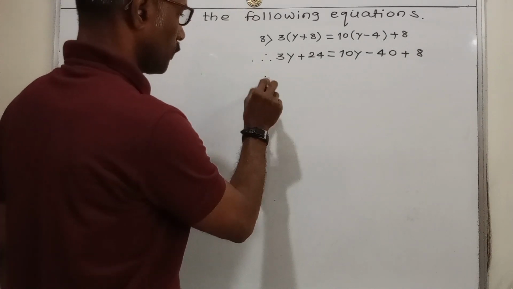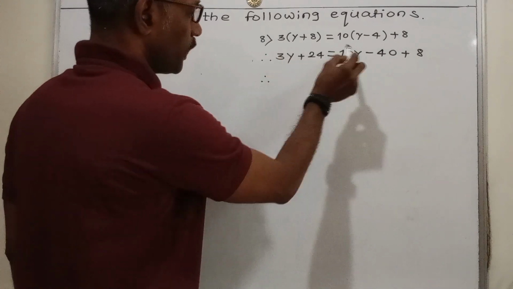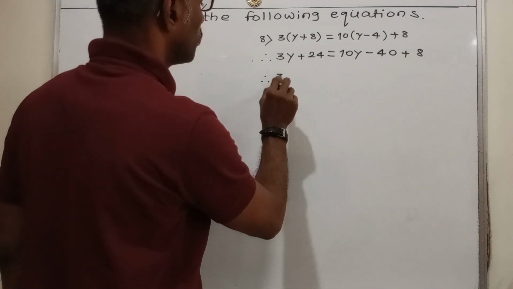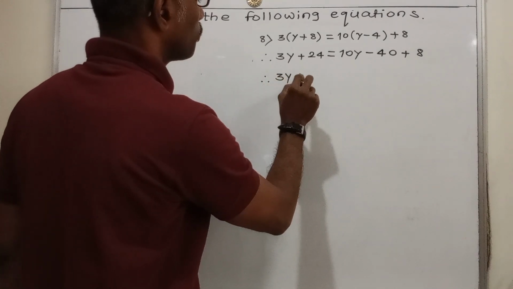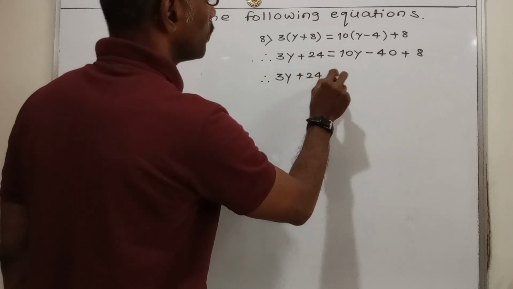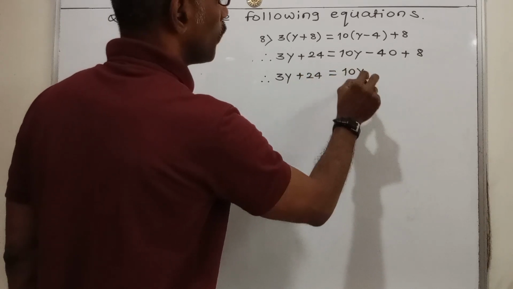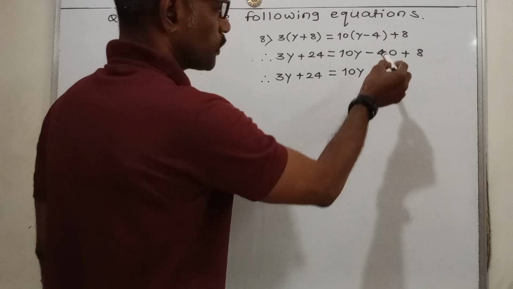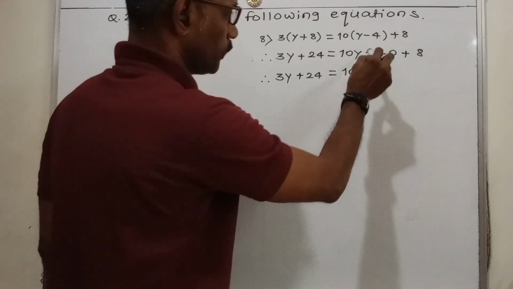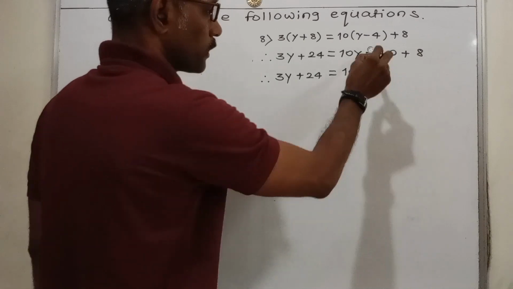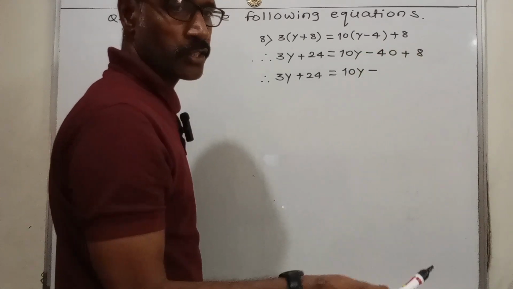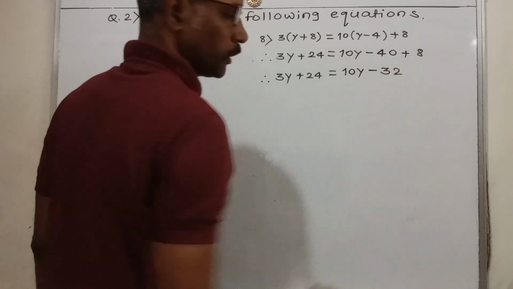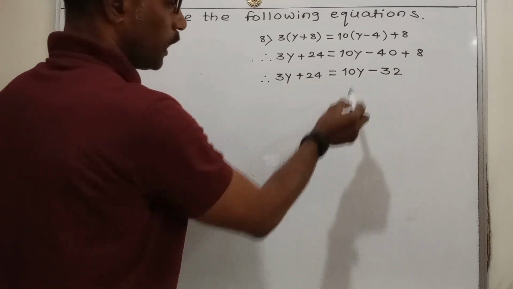Now 3y and 10y, these are like terms. Okay, before that, see here. 3y plus 24 is equal to 10y. Now minus 40 plus 8, like terms. Which is bigger, 40 or 8? 40. We put the sign of the bigger. Signs are opposite, so subtraction. 40 minus 8, 32. Now here 3y and 10y.